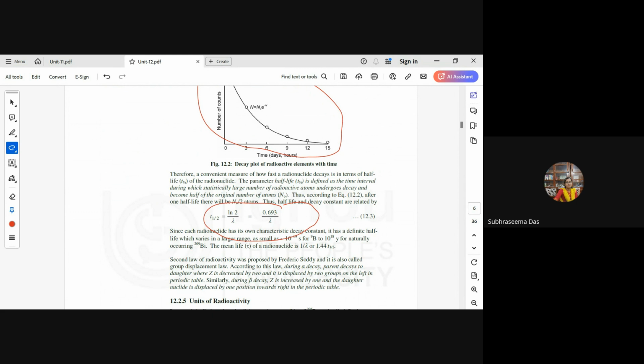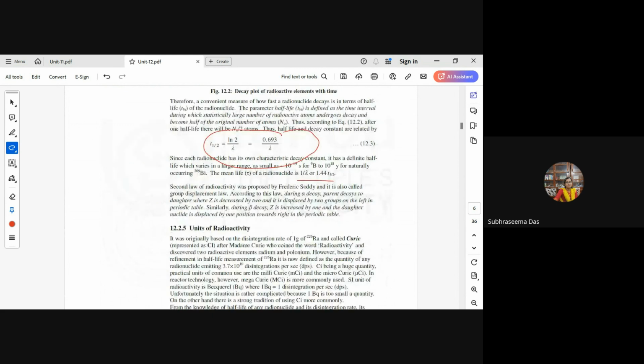Since each radionuclide has its own characteristic decay constant, it has a definite half-life. The mean life of a radionuclide is given as 1.44 T half or 1 by lambda.